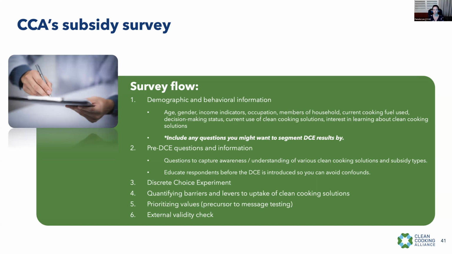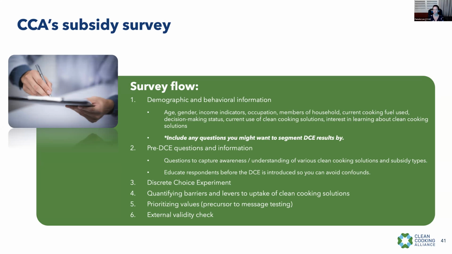Both of them, however, go through the same sort of outline with demographic and behavioral questions in the beginning. And here you would want to include anything that you might want to segment your results by. So obviously we would look at rural versus urban. We might want to look at different levels of income and try to create some sort of overall indicator of income and see how that affects the results of the study, members in the household, and so on.